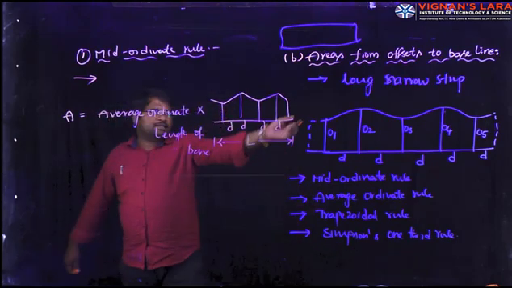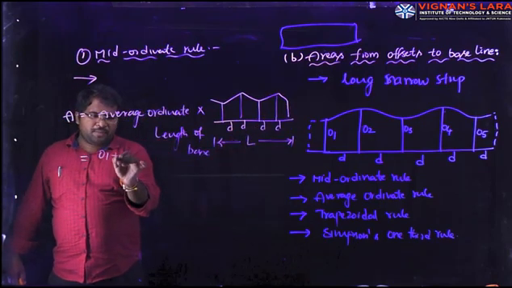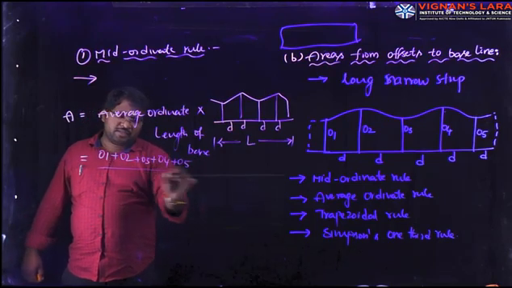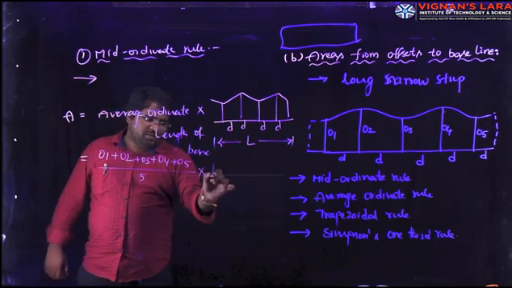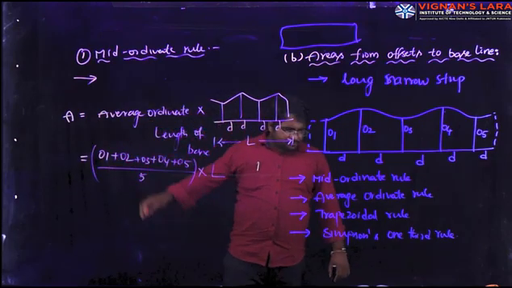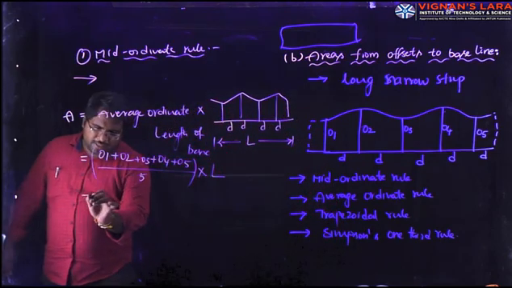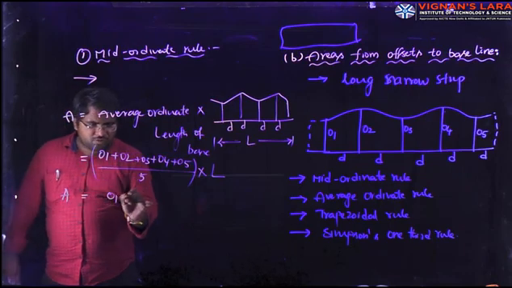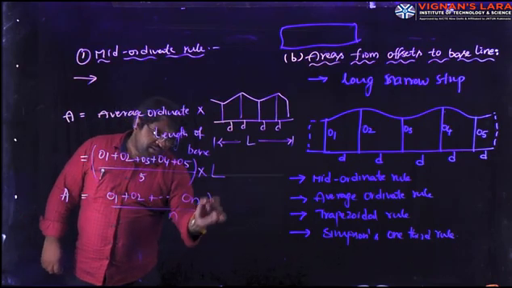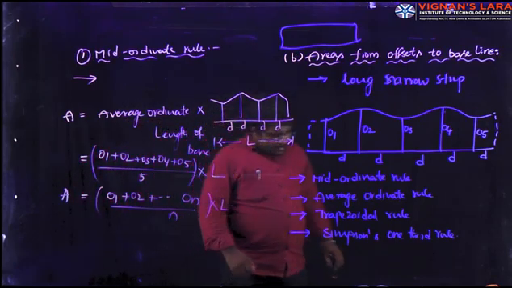Now how many ordinates are there? Suppose I am taking 5: O1, 2, 3, 4, 5. O1 plus O2 plus O3 plus O4 plus O5, divided by how many numbers there are, 5, into L. Now this is the formula for this diagram. So generally we write area A equals O1 plus O2 and so on up to On, divided by n, into L.